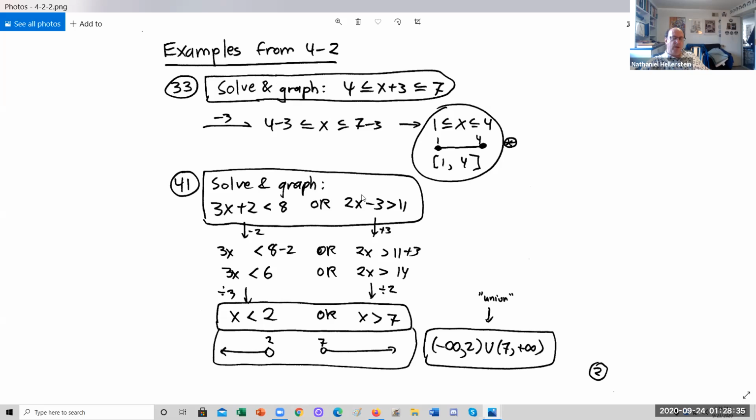Or you have 2x minus 3 is greater than 11. Add 3 to both sides. 2x is greater than 11 plus 3. 2x is greater than 14. Divide both sides by 2, a positive number, so the greater than sign stays the same. And you get x greater than 7. So x is less than 2, or x is greater than 7. It's this union of 2 half lines. We denote that by interval negative infinity to 2, union interval 7 to infinity. This U denotes a union, basically the word or.